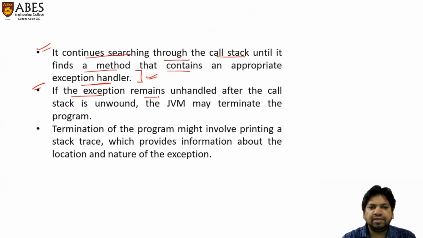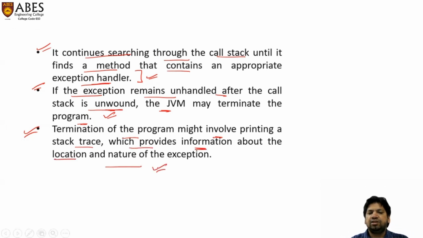If the exception remains unhandled after the call stack is unwound, the JVM may terminate the program. The termination of the program might involve printing the stack trace, which provides information about the location and nature of the exception. When it terminates, the information the program has about the location and the nature of the exception is printed here.